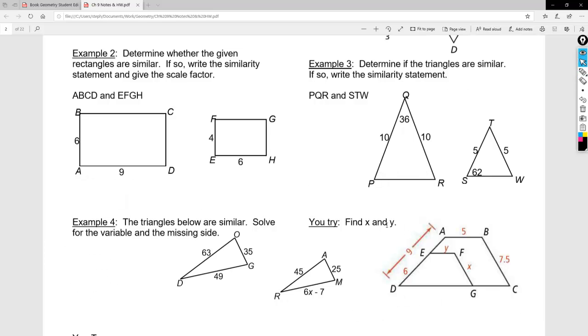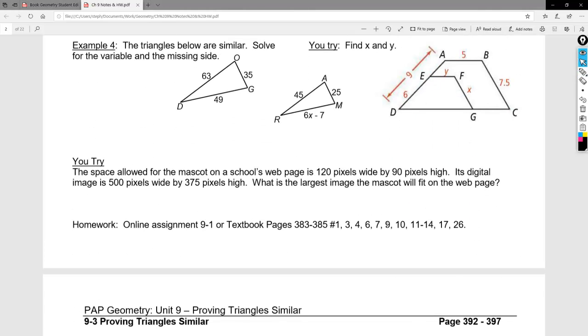And the last one is the space allowed for the mascot. So very similar question to our warm-up. Now I would want you to try this, but you'll end up finding that once you set your proportion, this time we are starting with a larger image, and then we are dilating down. So we're shrinking to fit a smaller space.